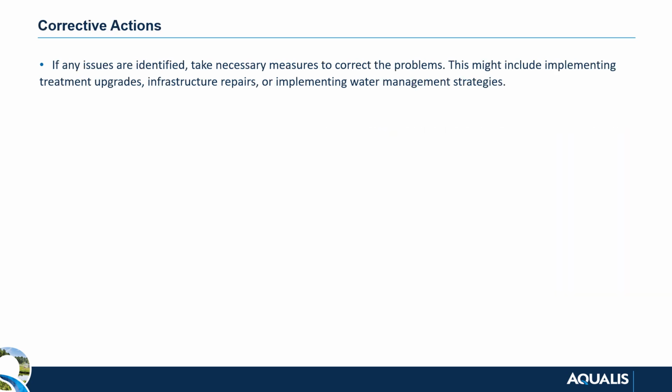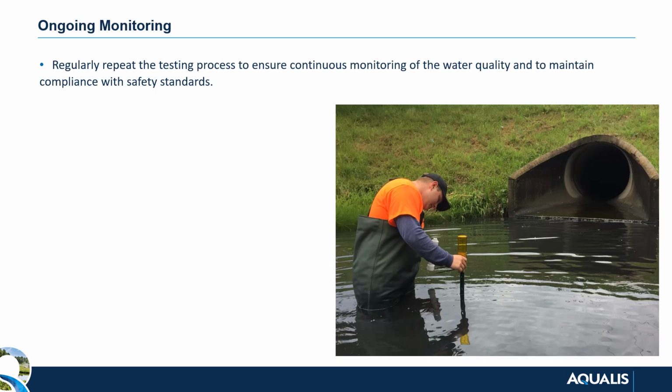Corrective actions. If any issues are identified, take necessary measures to correct the problems. This might include implementing treatment upgrades, infrastructure repairs, or implementing water management strategies. Ongoing monitoring. Regularly repeat the test process to ensure continuous monitoring of the water quality and to maintain compliance with safety standards.